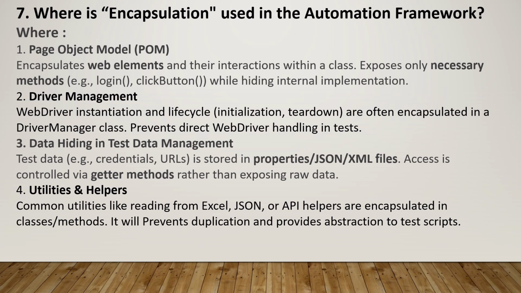Fourth, utility and helpers. Common utility like reading from Excel, JSON or API helpers are encapsulated in classes or methods. It will prevent duplication and provide abstraction to test script. So in this way we can use encapsulation in our automation framework.